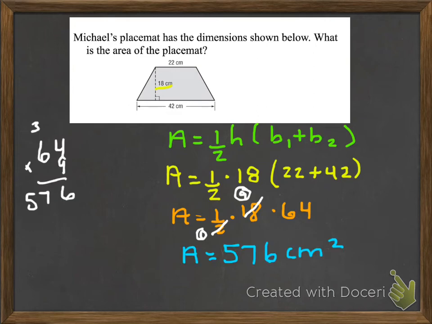And as you can see, you get the final answer. Area equals 576 centimeters squared. And remember, you are working with area. It's asking you for the total area, so you want to make sure that you have that on there.